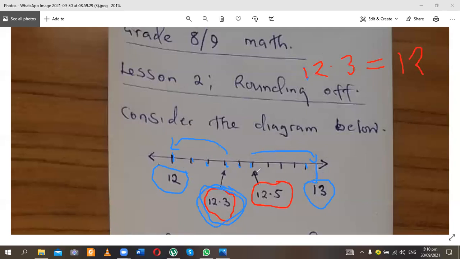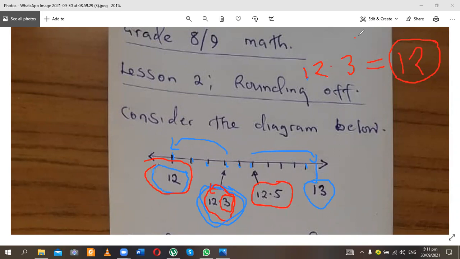Why are we saying so? Because this 0.3, we are considering this 3 here, and we find that 3 is less than 5. So because 3 is less than 5, we are not going to add anything to it. 12 is not going to get to 13, we are just going to maintain it as 12. So 12.3 being rounded off to the nearest whole number is 12. Are we getting something from that? Yes.